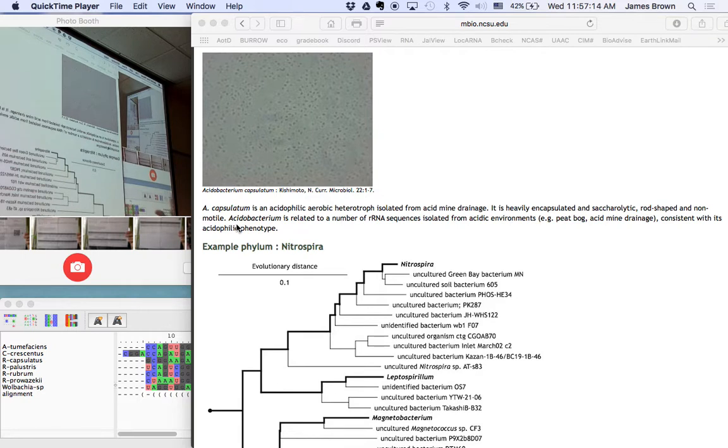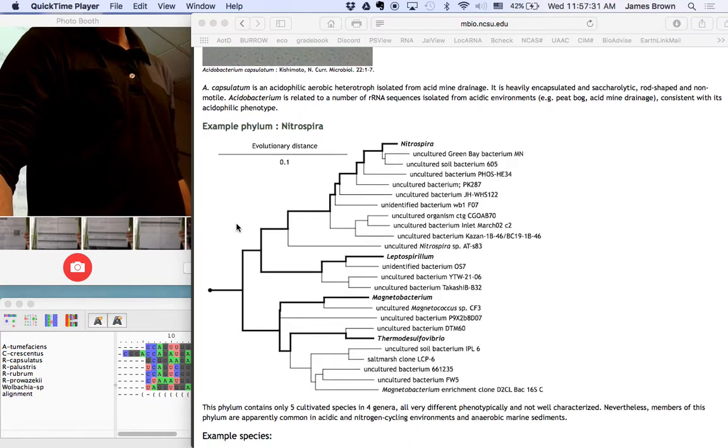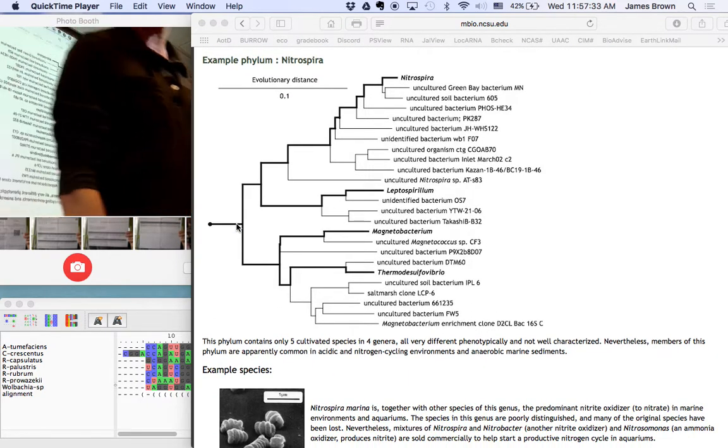But there are organisms found in those acid mine drainage environments that are unique, that you don't find in other places, and Acidobacterium capsulatum is one of them. You also see it in peat bogs. The group Nitrospira and relatives.